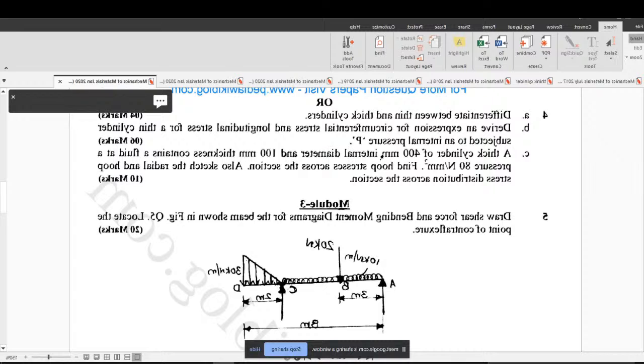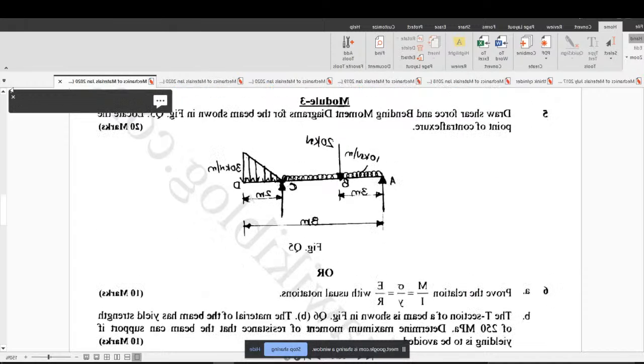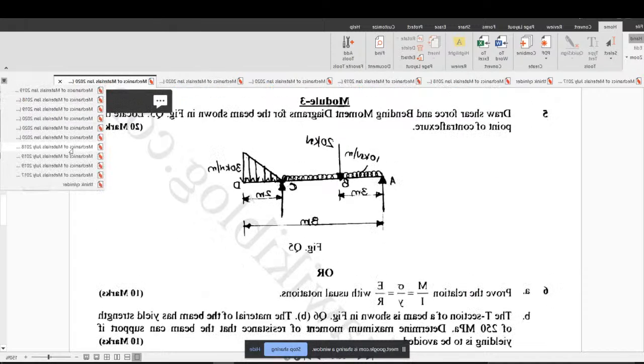Then, the thick cylinder problem is very important compared to the thin cylinder. Most of the time they ask you the derivation only in the thin cylinder topic, that is the circumferential and longitudinal stress, and to differentiate thin and thick cylinder. The thick cylinder we are going to discuss in the next topic, along with thick cylinder problems. Okay, fine. So we'll see how this problem is going to take place.